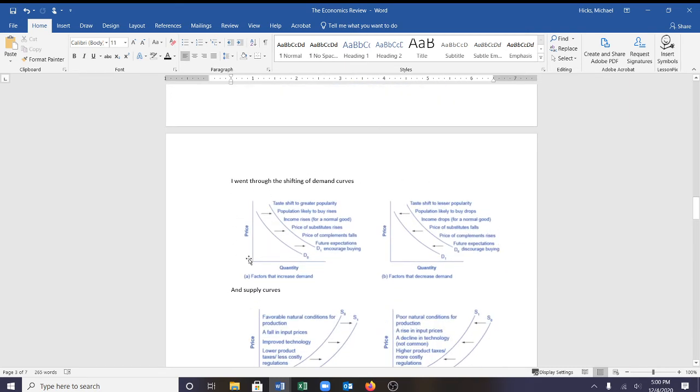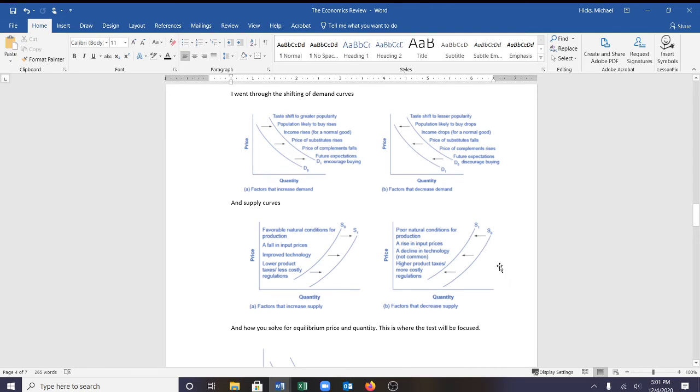So here's an example. I went through the shifting of the demand curve. If there's a shift to greater popularity of the product, population goes up, income rises for most goods, the price of a substitute goes up, the price of complements falls, or there are future expectations, all cause the demand curve to shift to the right. The changes the other way cause it to shift to the left. And always focus on changing to the right or left, otherwise you're apt to be confused.